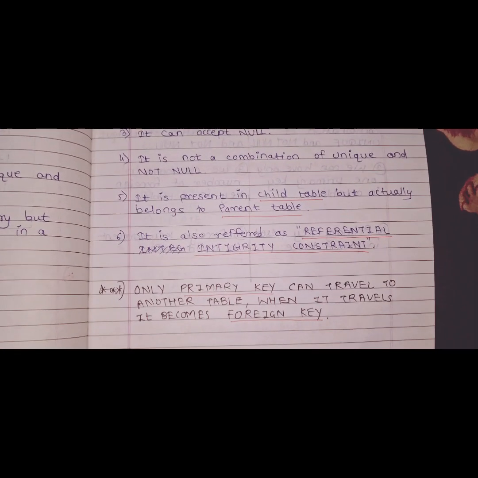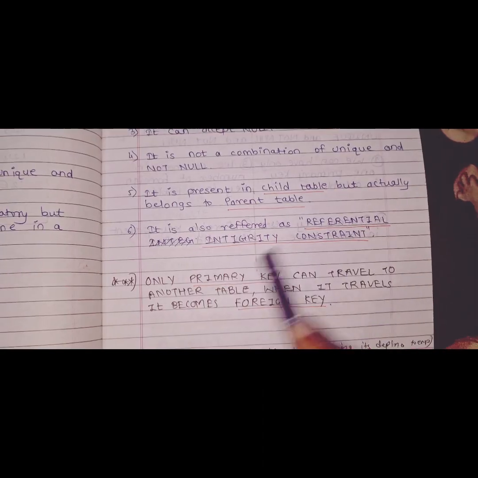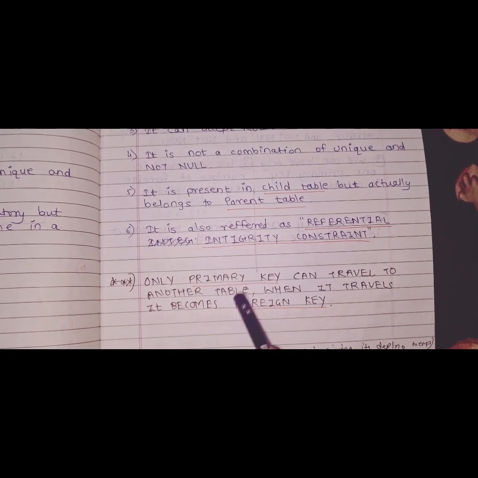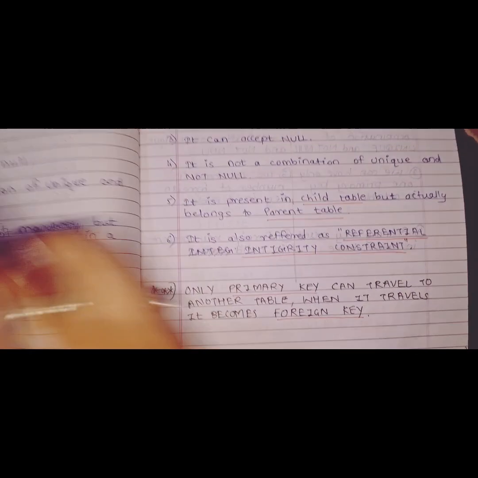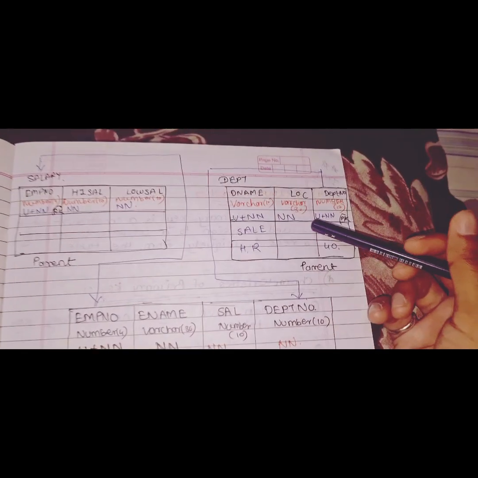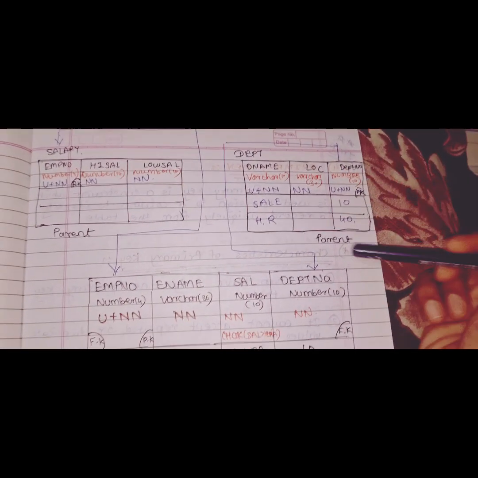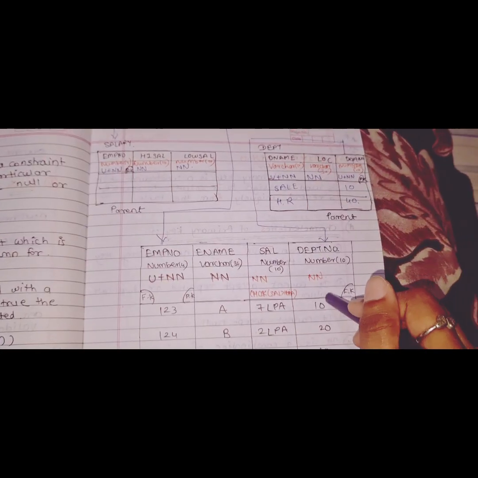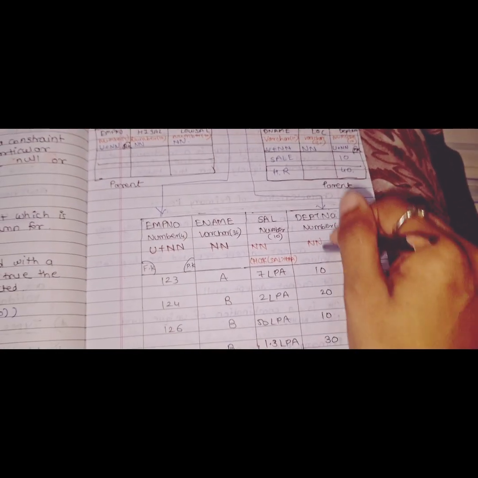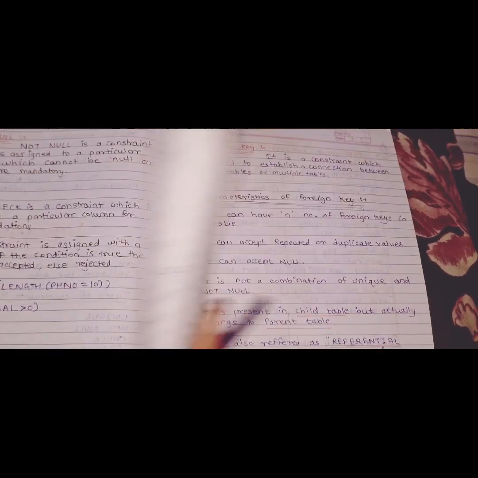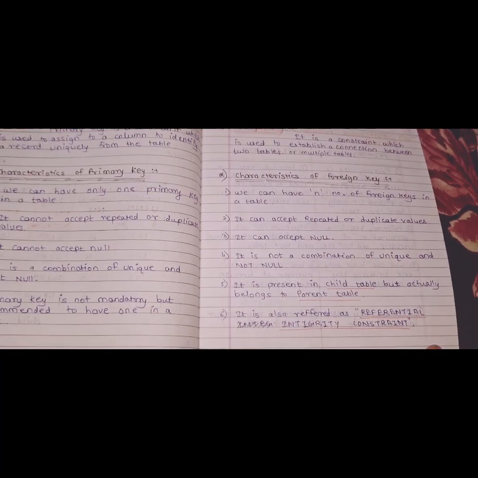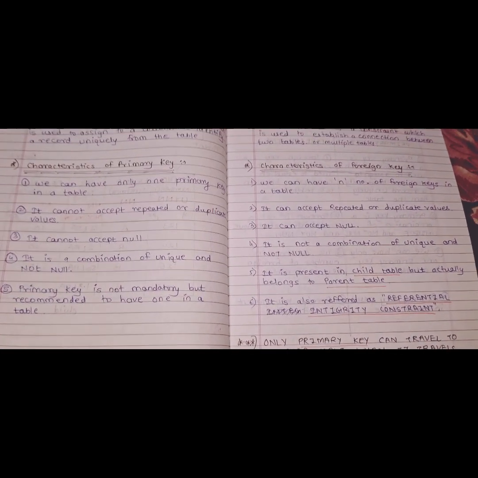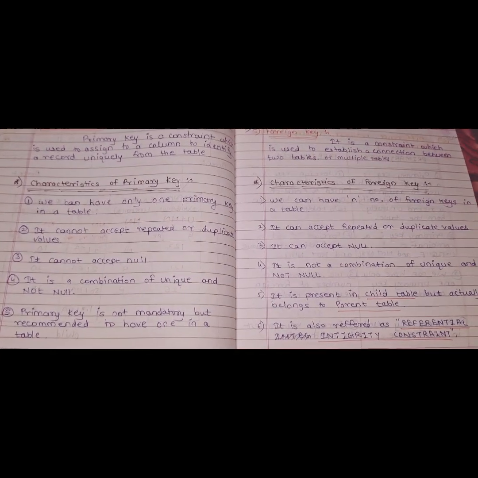This is a note. Only a primary key can travel to another table. When it travels, it becomes a foreign key. So here in the department table, department number is a primary key. It is traveling to the employee table. That's why it is becoming a foreign key. That is all about the primary key and foreign key. These are the 5 constraints we are using in SQL.